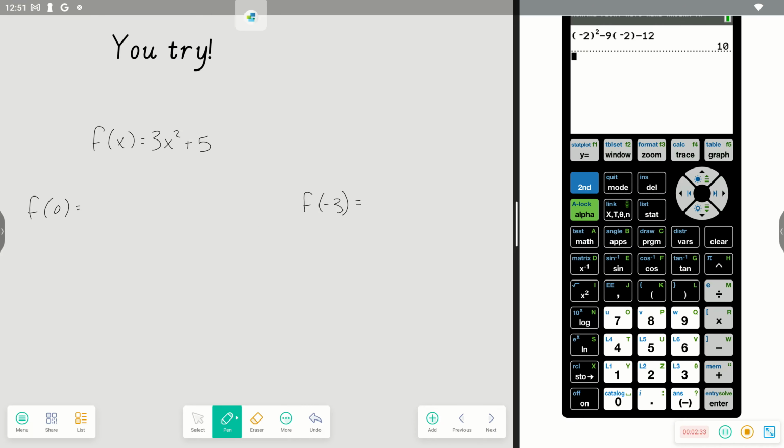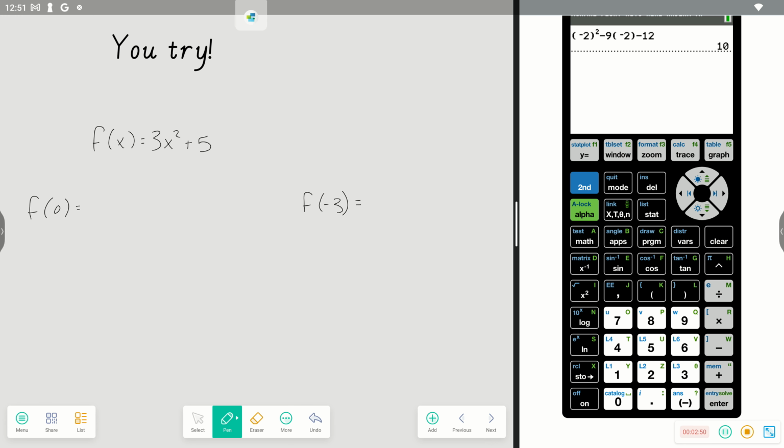Go ahead and try these two. This is a different function. So you're inputting it into the function 3x squared plus 5. So go ahead and try it. Pause the video. And when you unpause, you can see my work and answer.